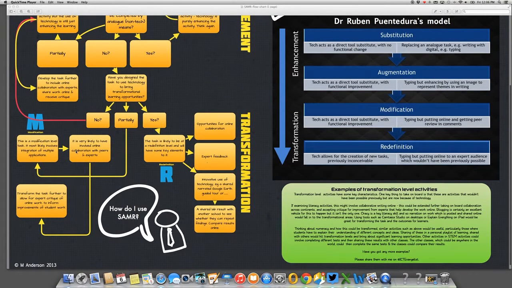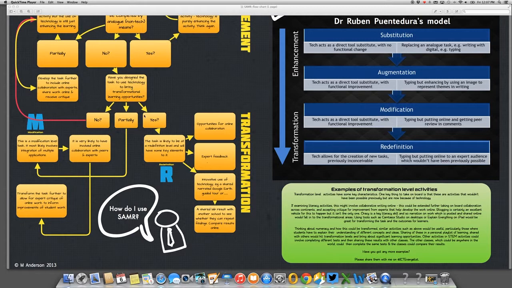And if you move over here, it says it is very likely to have involved online collaboration with peers also. So now you have multiple applications and online collaboration. And then it gives you an idea for transforming your lesson further, to allow for critiques, to work to improve on the students' work, which is good. That's a good collaborative skill, even bringing in some experts there.